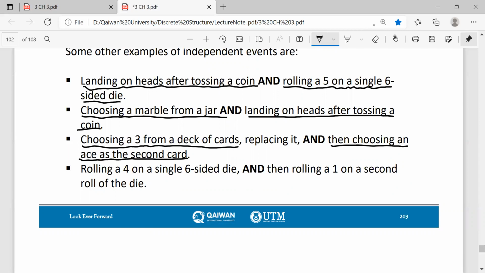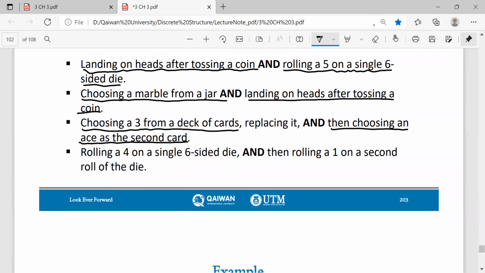So these two events are independent. And for the last example here, it's rolling a 4 on a single 6-sided die. When we roll a die and we get 4, and then we roll it again, and getting 1 in the second roll.